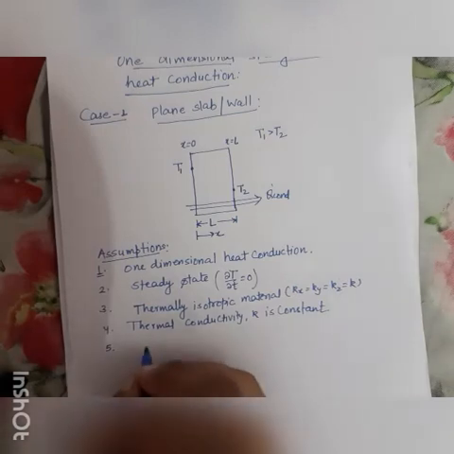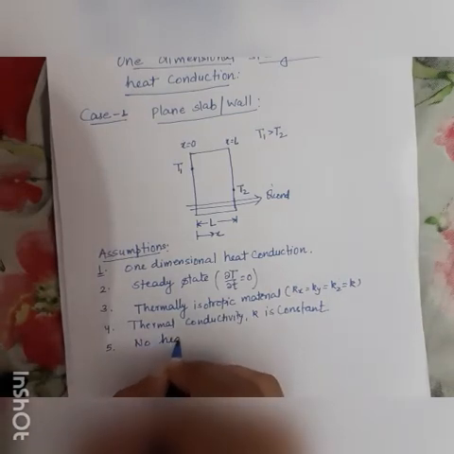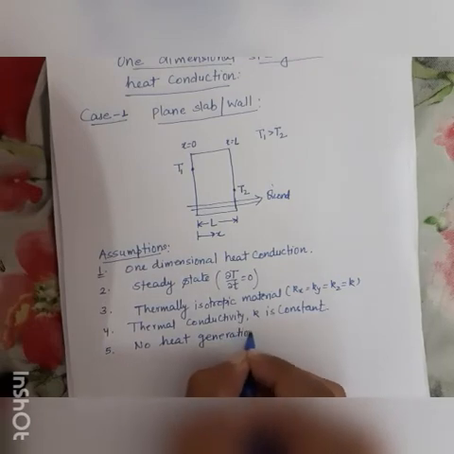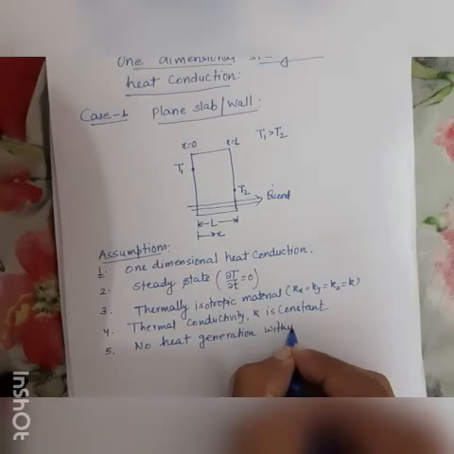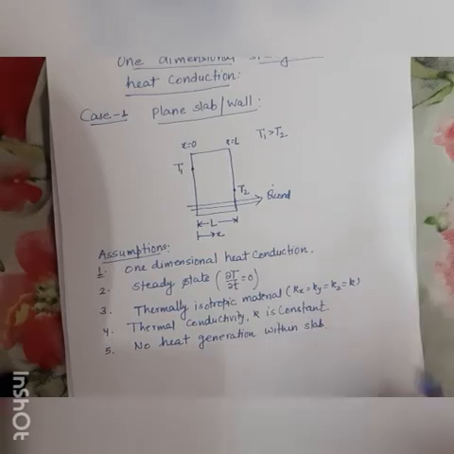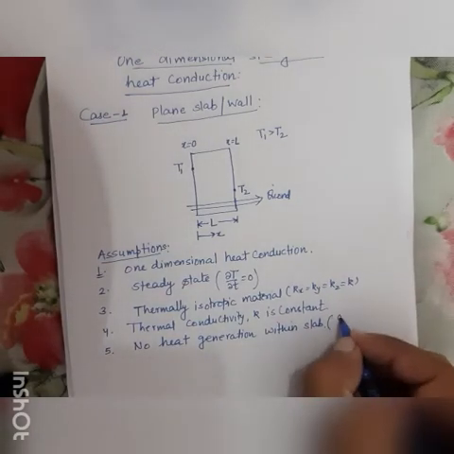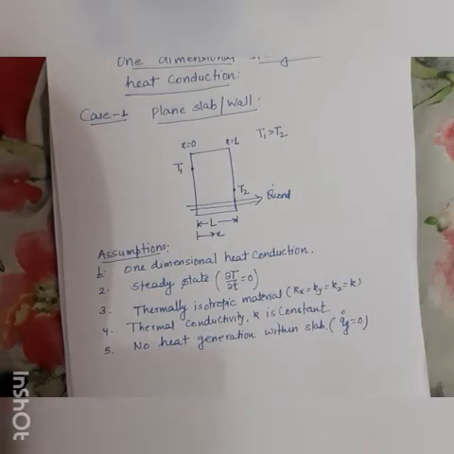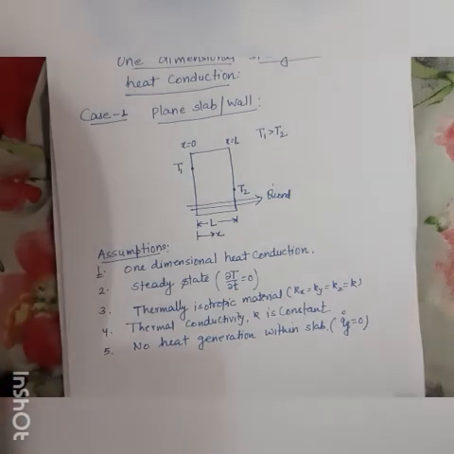And the fifth assumption is there is no heat generation within the slab. Let there be no heat generation within the slab, it means that Q dot G is equal to 0. So these are the 5 assumptions under which we are going to derive an expression for the rate of heat transfer and temperature distribution for this plane slab or wall. Let's carry forward.